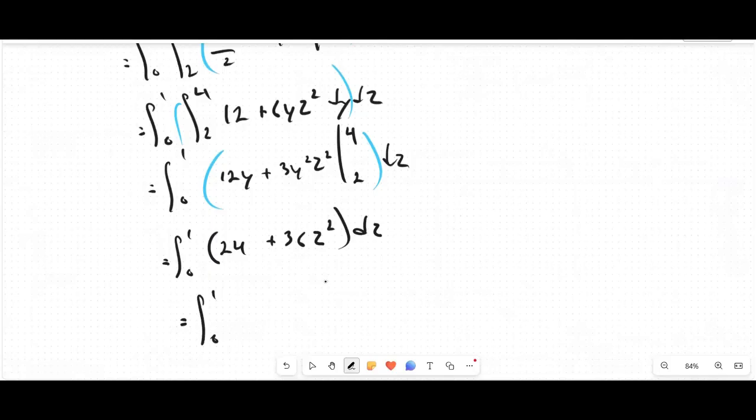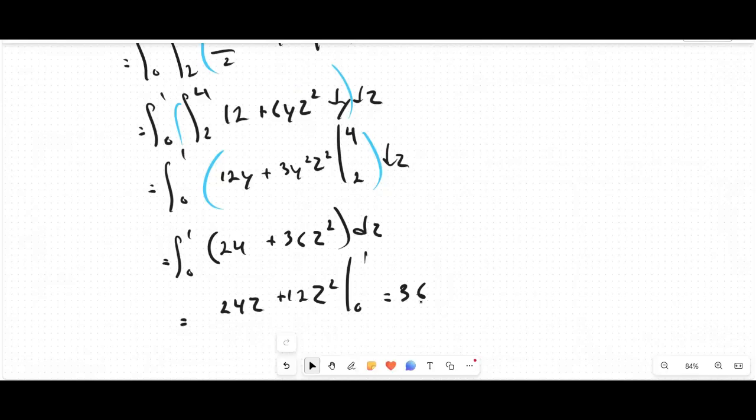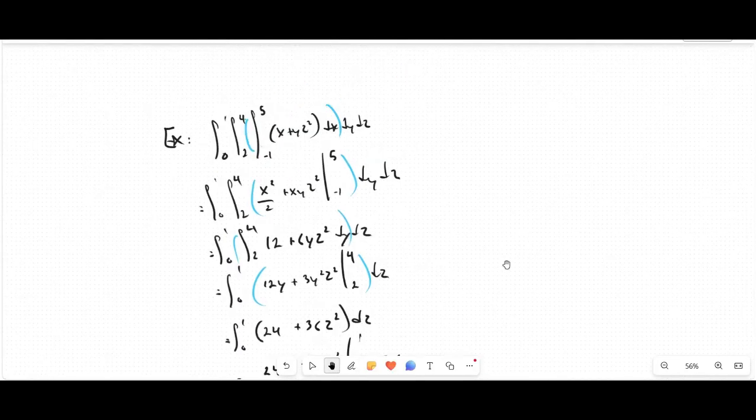0 to 1. No, not 0 to 1, sorry. 24z, we lose a factor of 3 here, plus 12z squared from 0 to 1. Plugging in 0 everywhere, you'll get nothing. So you're just going to get 24 plus 12 is 36. Voila. Okay, so that's a nice basic example. The main takeaway of that one is just start on the inside and work your way out.